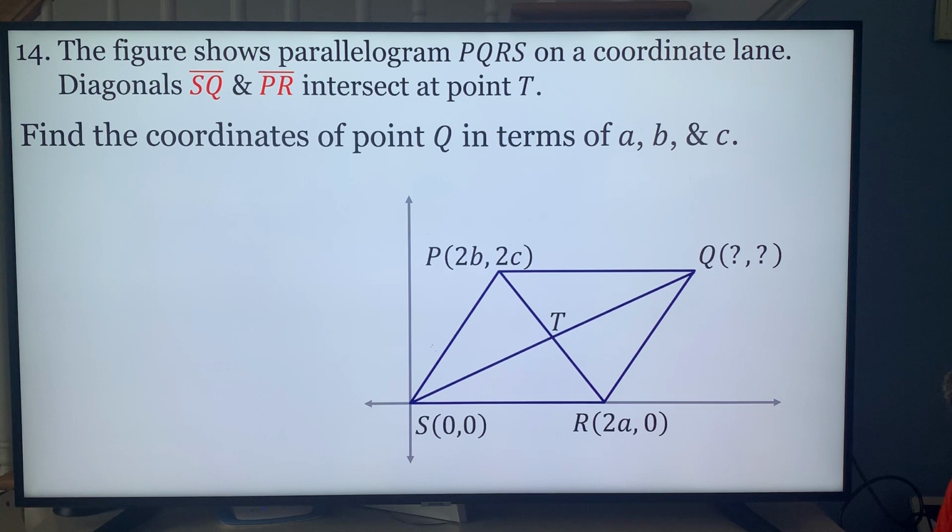All right, so number 14, the figure shows a parallelogram PQRS on a coordinate lane. All right, diagonals SQ and PR intersect at point T. This problem was pulled straight from an NJSLA practice book.